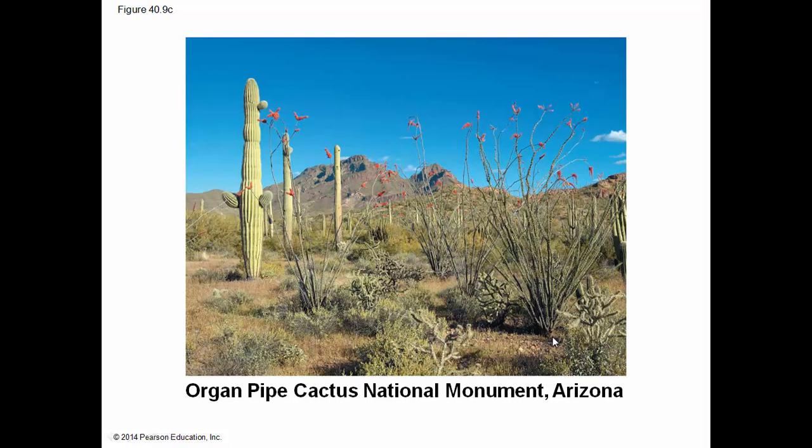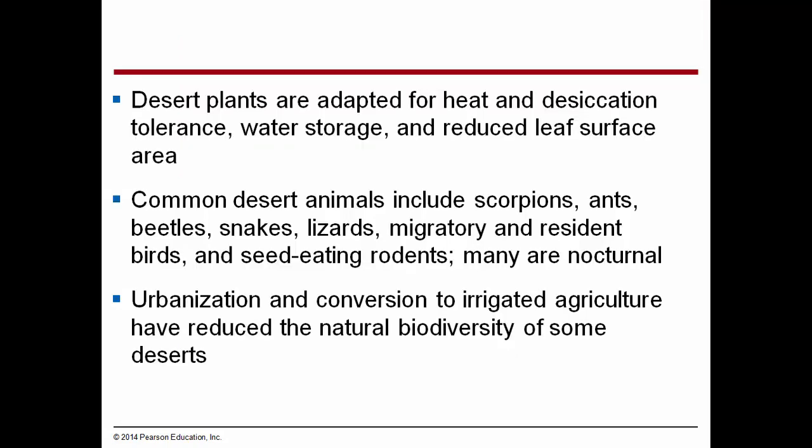Okay, deserts can be delicate areas. They're susceptible. People put in wells in desert areas, and they take away water from the native vegetation. Urbanization and conversion to irrigated agriculture have reduced some natural diversity in some deserts.